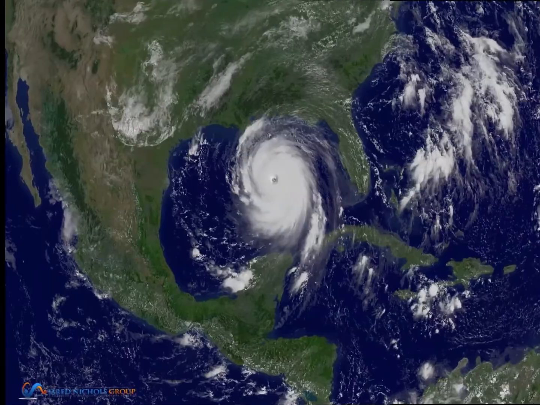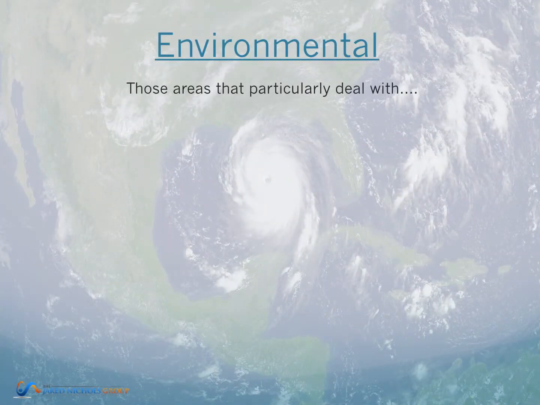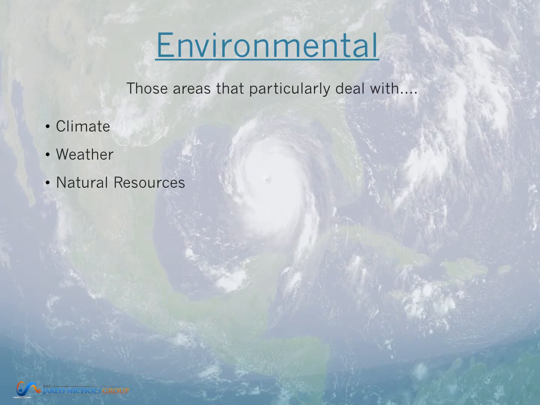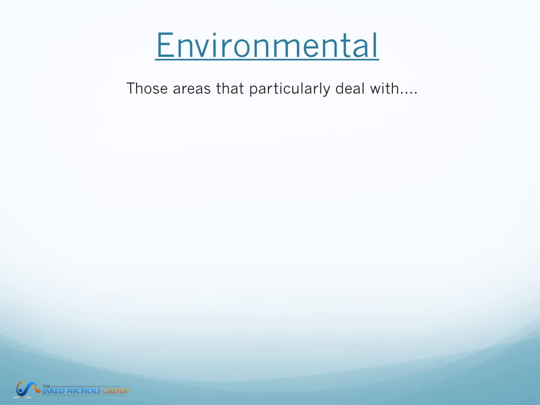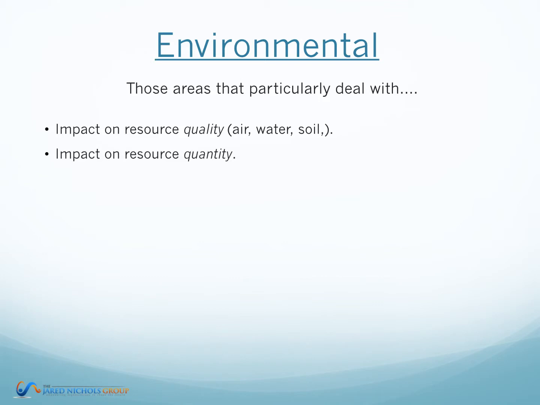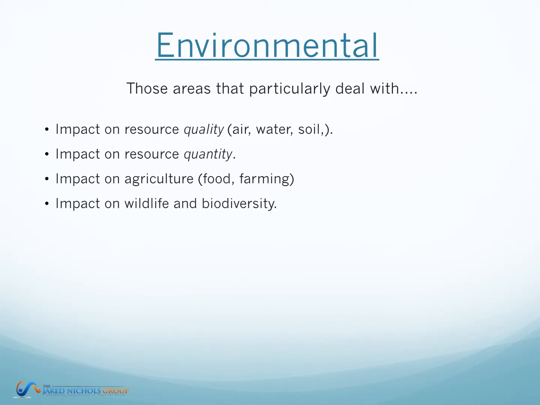Now, the environmental category could be considered the most important category of all, since none of the other categories would exist without the natural environment. Extreme weather events are becoming more common year to year, which have a direct impact on the economy, our society, and the type of technology employed to respond. Some specific examples for looking at the impact a trend, issue, or event may have on the natural environment would be to look at the impact on resource quality. Also, to look at the impact on resource quantity. We'd also want to look at the impact on agriculture and the impact on wildlife and biodiversity.